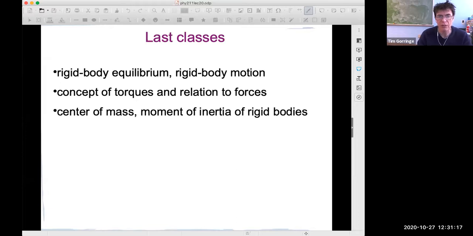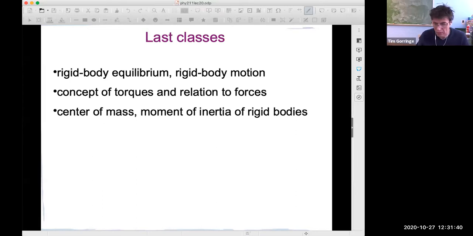And we had to understand some properties of rigid bodies. We had to understand the center of mass. That was one property that we talked about. And we had to understand moment of inertia. That was the second property that we talked about. That's in addition to the most basic property of mass or inertia of a body, for example, a rigid body.